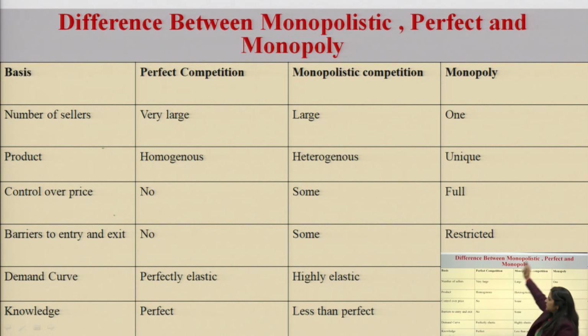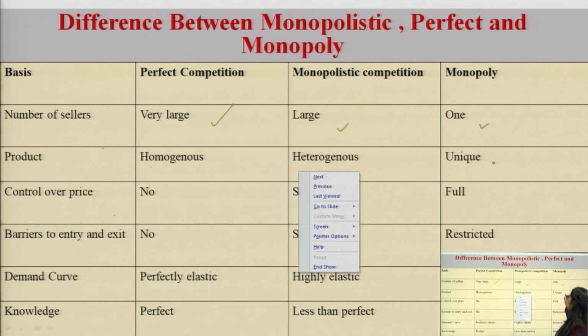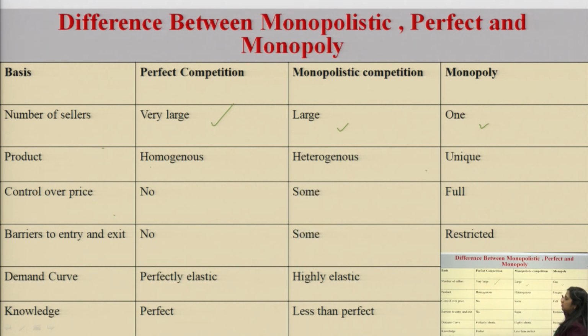So, moving from this side to this side, under perfect competition, a very large number of sellers are there, under monopolistic a large number, and under monopoly there is only one. How is the product? Under perfect competition it is homogeneous, here it is heterogeneous, meaning differentiated, and here it is unique. Unique means no close substitute. Here the seller has no control over price, here he has some control. Why? Because of the differentiation which he is providing in the product. Here he has full control, again why? Because he is the only one in the market.